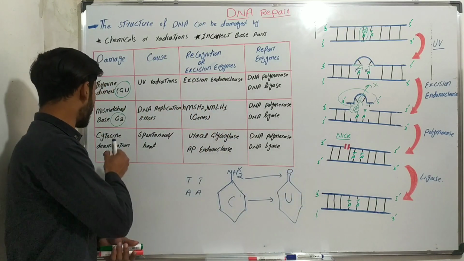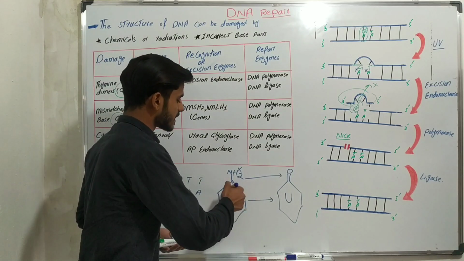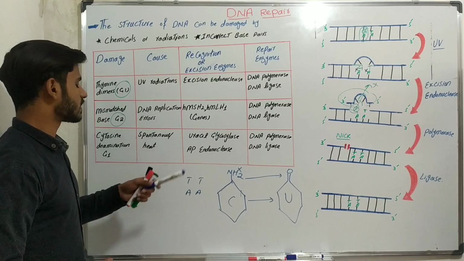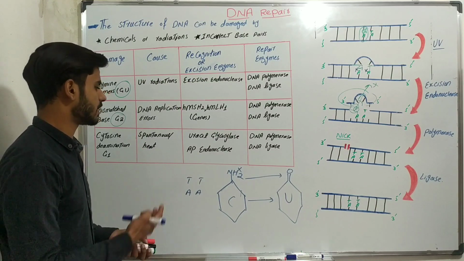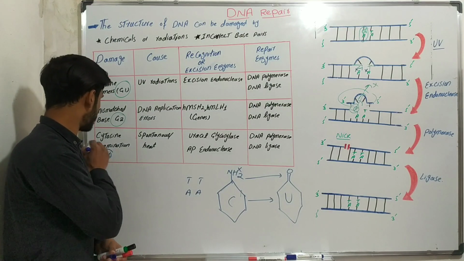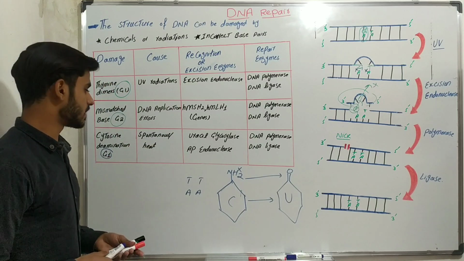So here he is saying cytosine deamination. When cytosine deamination happens, cytosine will be changed into uracil. And it is caused spontaneously, or maybe because of heat. When heat comes, this process may happen, and it will happen in the G1 phase also, like the thymine damage.